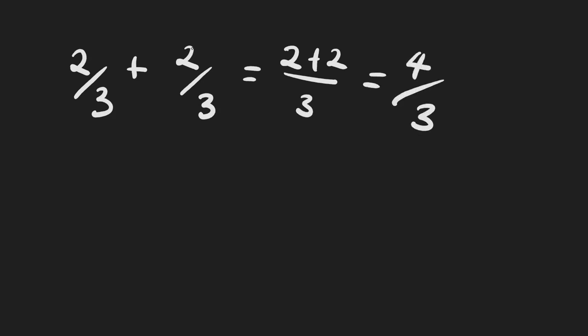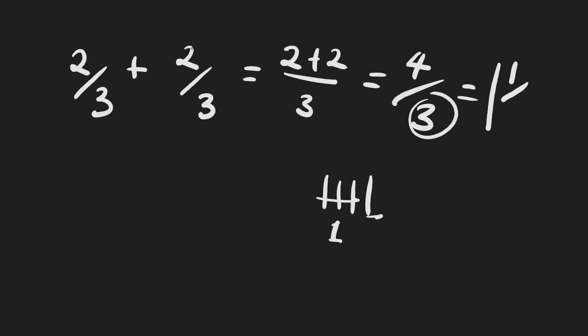And this is an improper fraction because 3 cannot carry 4, right? So what I'm going to do, say 4 divide 3. 1, 2, 3, 4. Divide by 3. It will go one time, remainder 1. So you have one time, remainder 1. Then over this denominator, 3. So this is the answer, right?